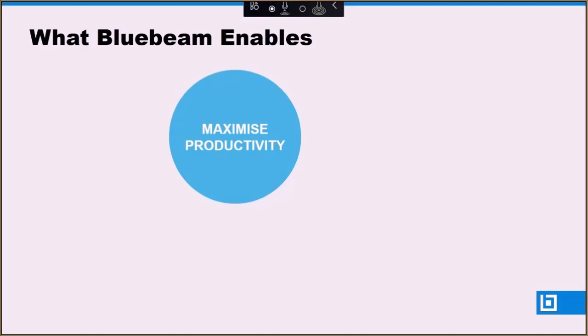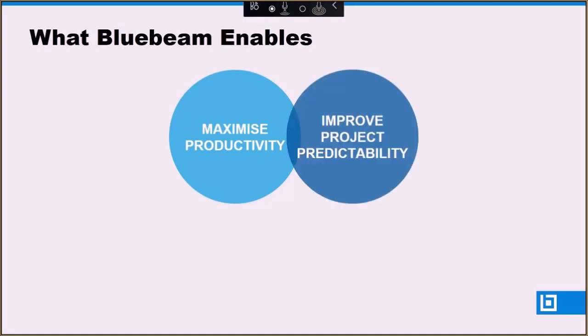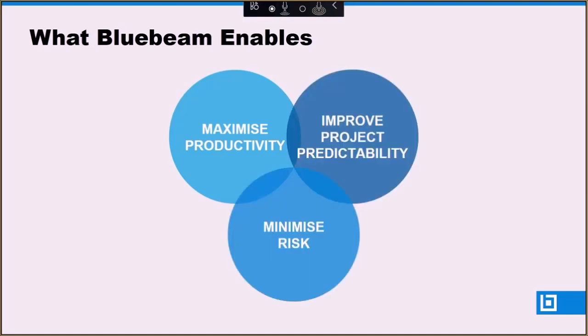The main feedback was that people wanted to maximize productivity, improve project predictability, and minimize risk on construction sites. So with all the feedback that we received, those were the three major value drivers as to why people would adopt or use the software solution. With that in mind, and for future development, Bluebeam is looking at ensuring that we hit on these value drivers for the industry.